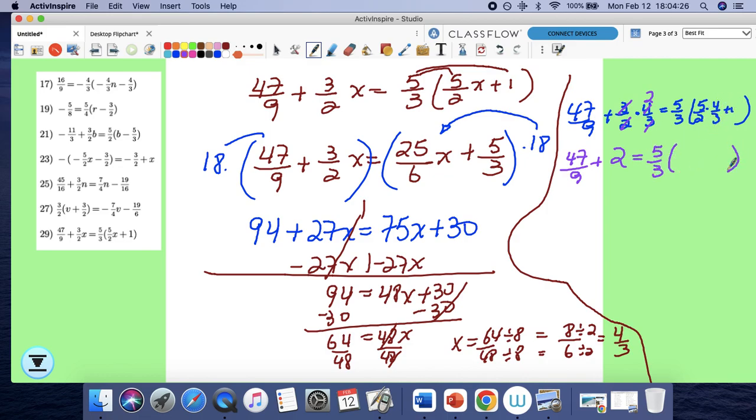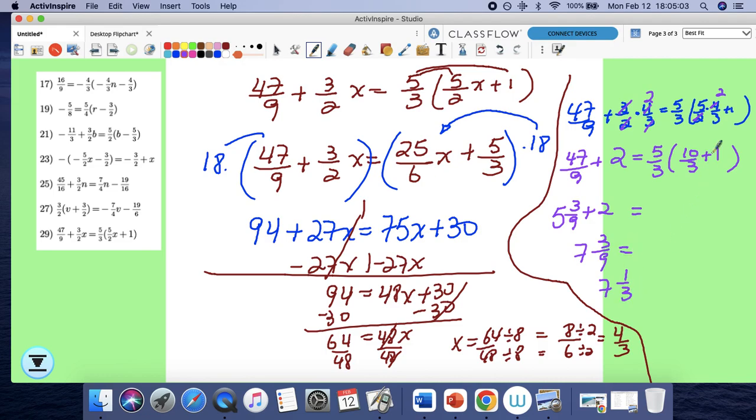Let's do the parentheses first. So we have 5 halves times 4 thirds. 2 and 4 can simplify to 2. And then 5 times 2 is 10. 10 over 3 plus 1. Now on this right side, I can change 47 over 9 to a mixed number. That makes it 5 and 3 over 9. That's 2. And if I keep combining, I get 7 and 3 over 9, which is really 7 and 1/3.